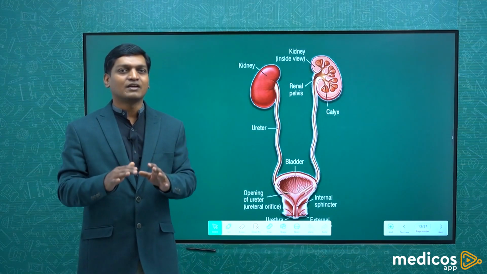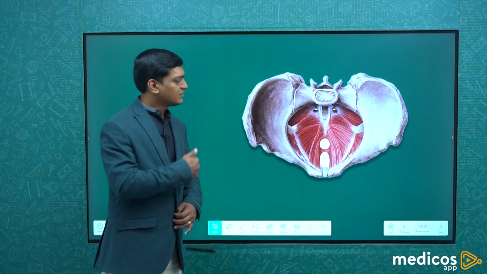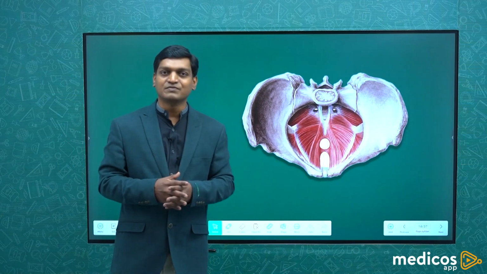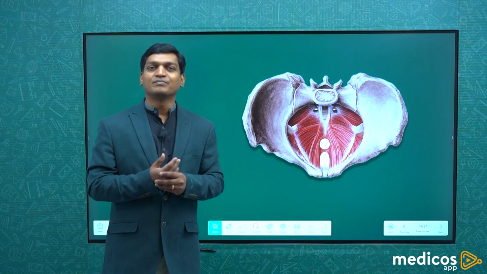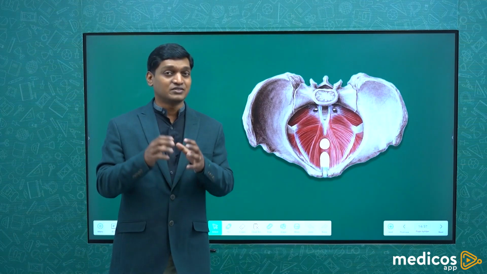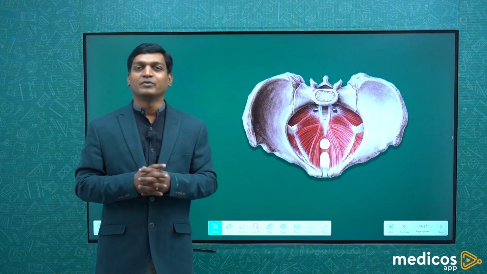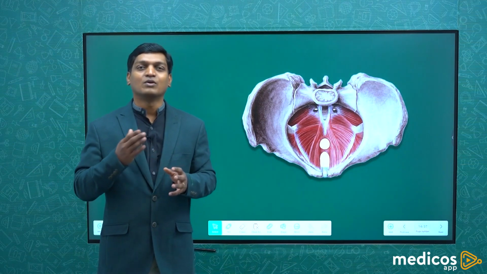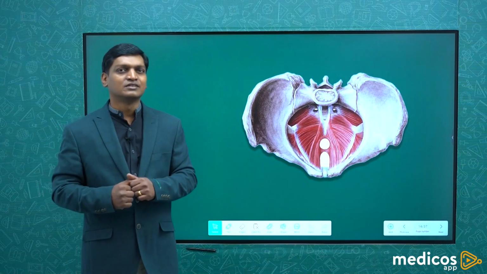So in the pelvic cavity, what are the organs? The bladder comes there. This is what I said. In the pelvic region, we have a diaphragm called the pelvic diaphragm that is mainly formed by the levator ani muscle. You please study about levator ani. It's an important topic. Levator ani is formed by what muscles? And just go beneath that.